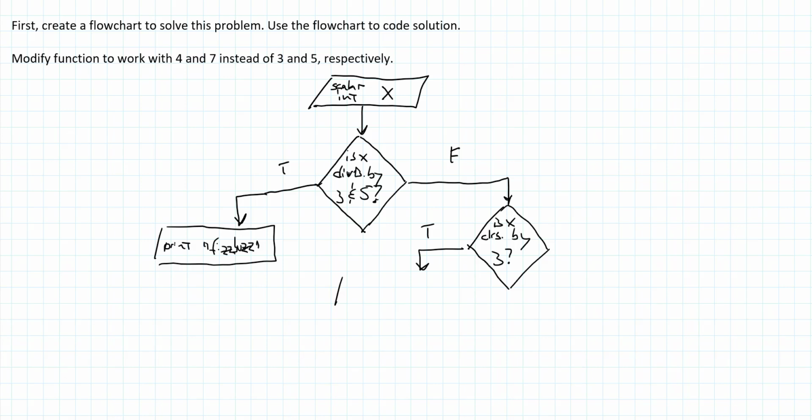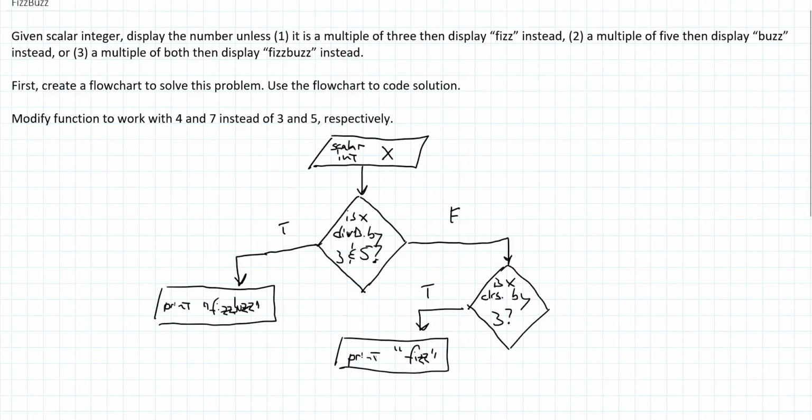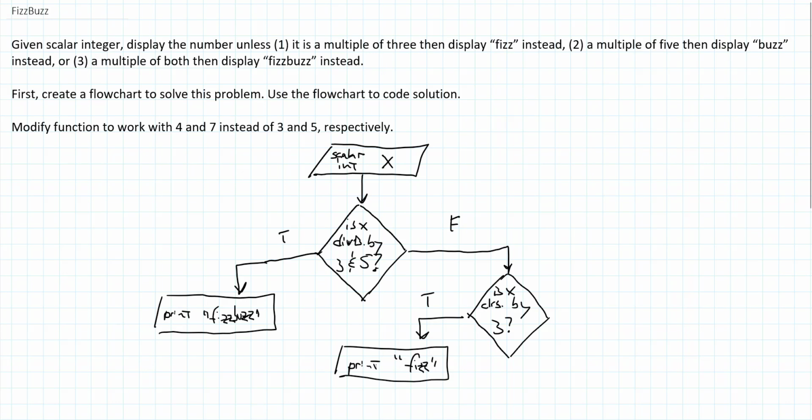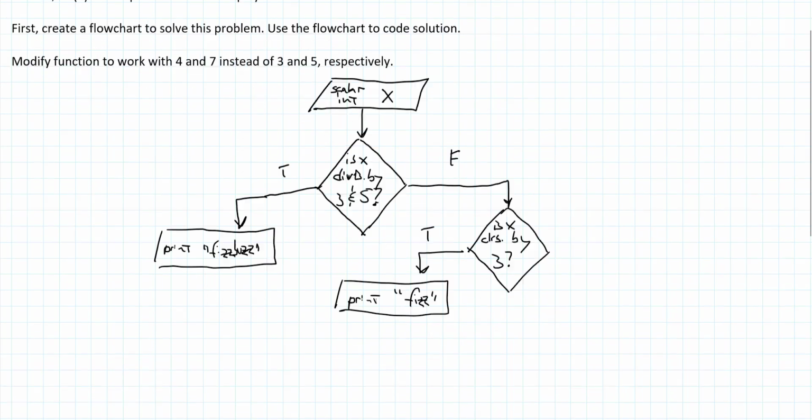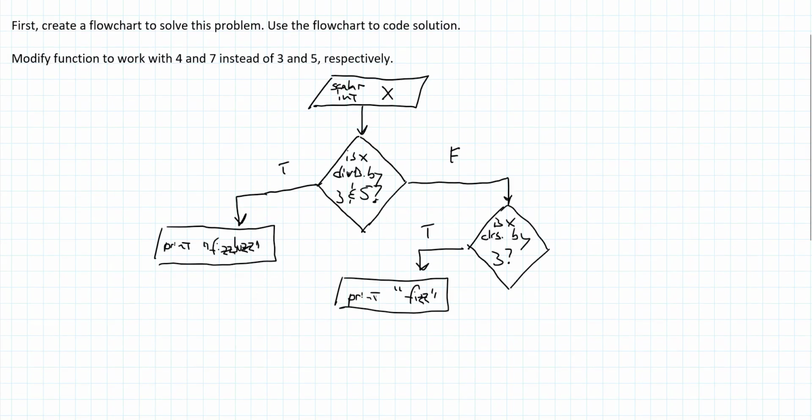So if it's divisible by 3 at this point, the only possibility is printing fizz, because we know it can't also be divisible by 5 if we made it this far, the way our logic is set up now. So it's not divisible by both, but if it's divisible by 3, then we can print fizz. If it is not divisible by 3, then we can check, well, divisible by 5.